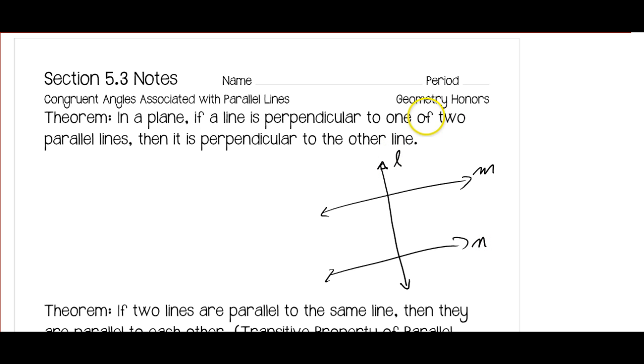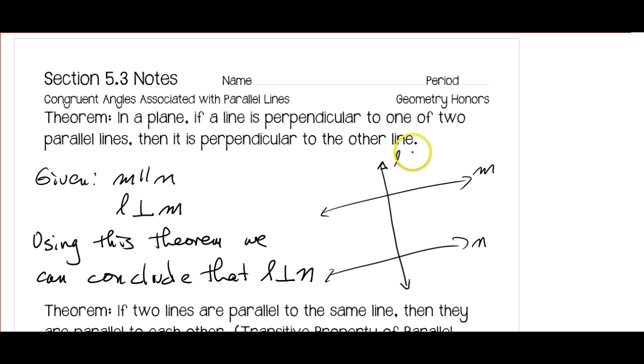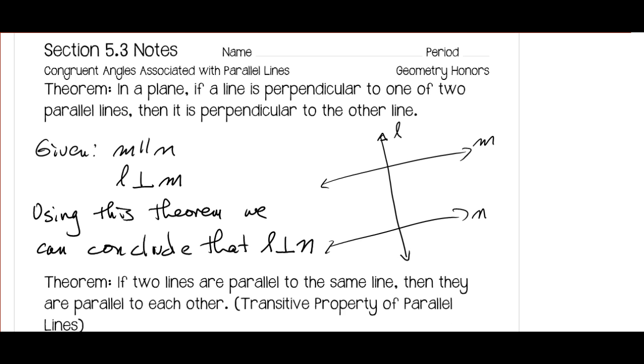So if a line is perpendicular to one of two parallel lines, we would be given M is parallel to N, and we would be given that L is perpendicular to M. Using this theorem, we can conclude that L is also perpendicular to N. If it's perpendicular to one of two parallel lines, it's perpendicular to the other.